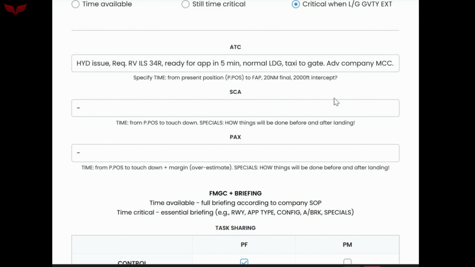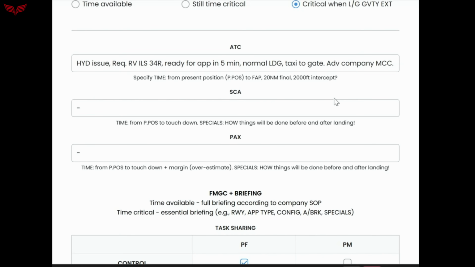Pilot monitoring. Does an ATC need briefing? For example, Dammam, call sign 123, we have a hydraulic issue, request radar vectors, ILS 34 right, will be ready for approach in 5 minutes. It's going to be a normal landing and we taxi to the gate. Please advise our company that we require maintenance after arrival.